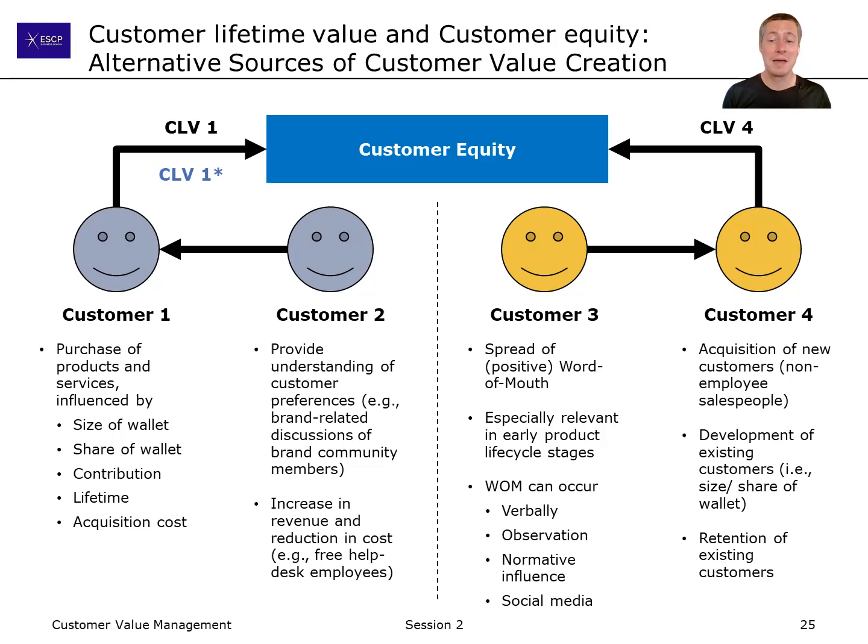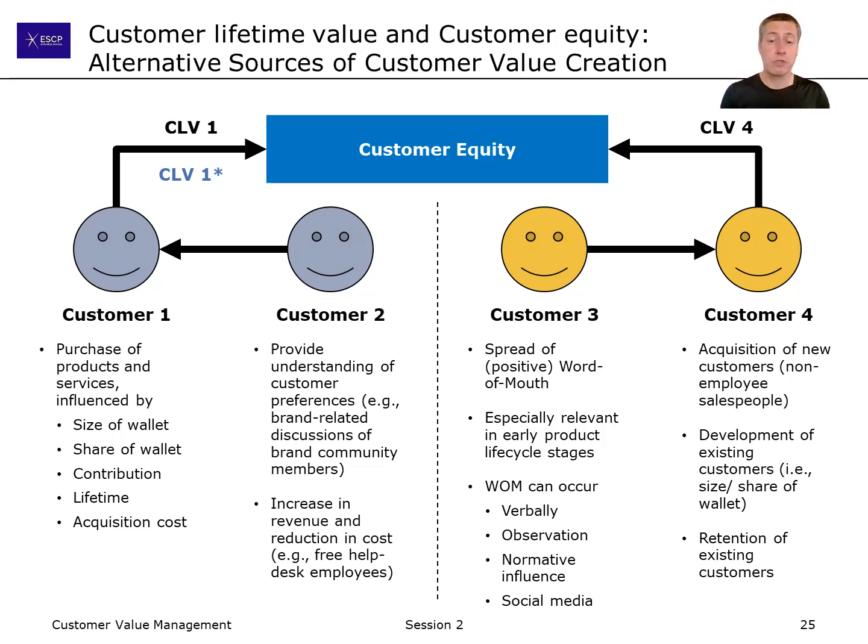Customer 4 may be developed. They might increase their size or share of wallet in response to the word of mouth of customer 3, which also leads to higher revenue, or they may increase their lifetime. They may have retention effects. It doesn't matter whether it's an acquisition, development or retention effect. What matters is that this customer generates a CLV4, either an entirely new CLV4, if it's an acquisition effect, or a higher CLV4 than customer 4 would have generated otherwise, very similar to the difference between CLV1 and CLV1 star.